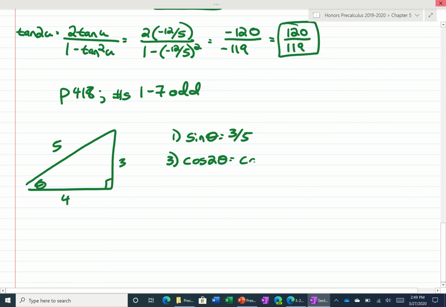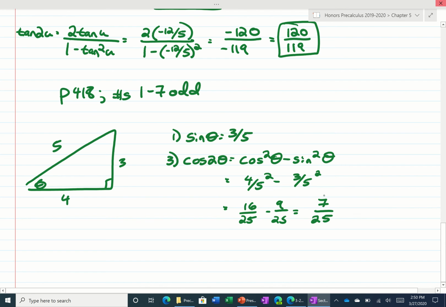Well, the formula would be the cosine squared of theta minus the sine squared of theta. Cosine squared would be 4 over 5 squared, minus the sine squared would be 3 over 5 squared. So 16 over 25 minus 9 over 25 would be 7 over 25.